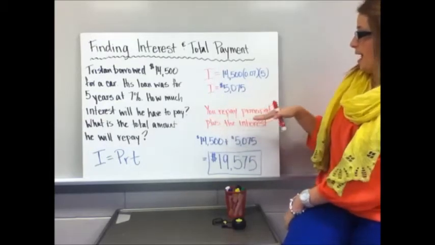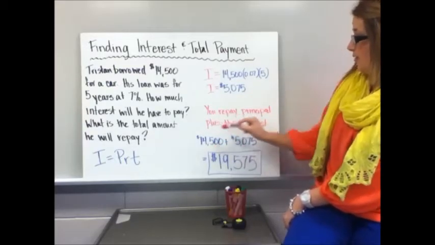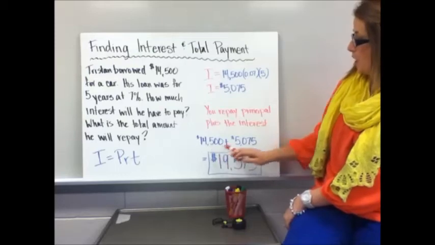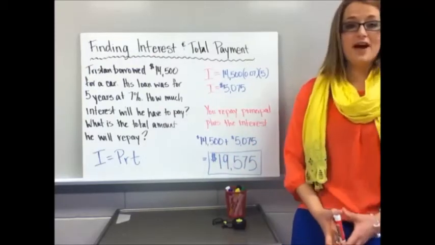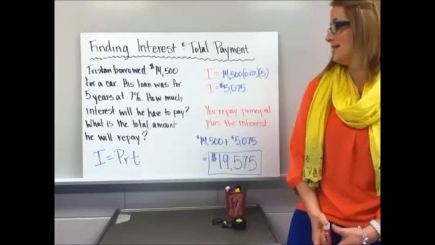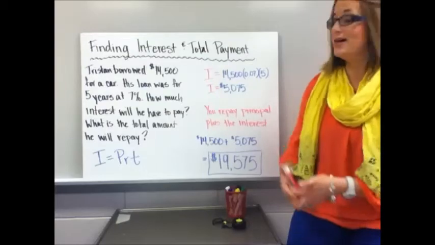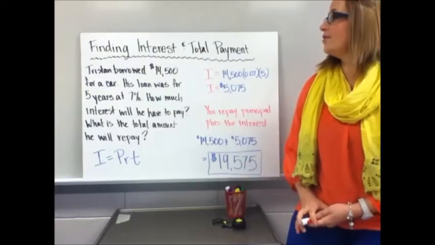So you have to repay the principal plus the interest. So you add those two together, the amount he borrowed plus the interest. He's going to pay back $19,575. Maybe buying that new vehicle wasn't as glamorous as you once thought because you're having to pay back a lot of money in interest to have that vehicle.